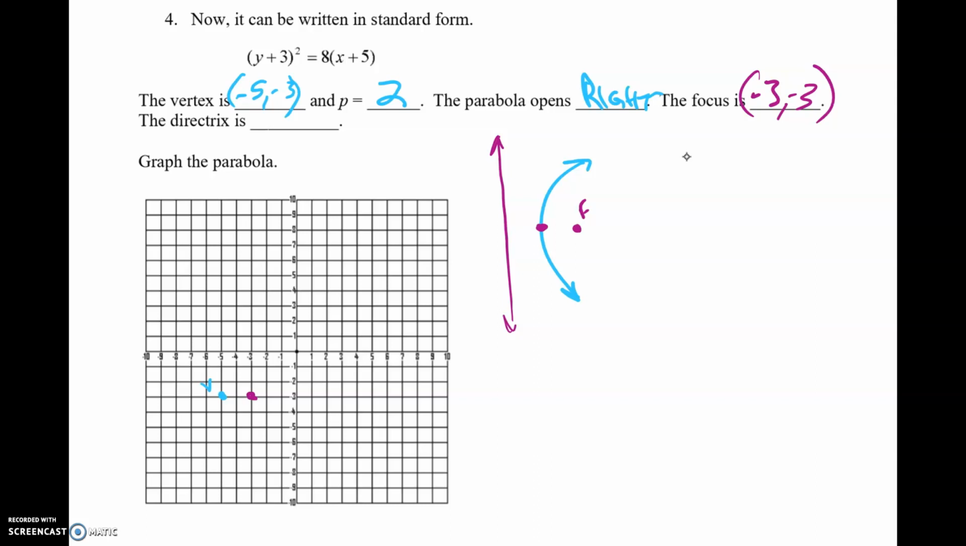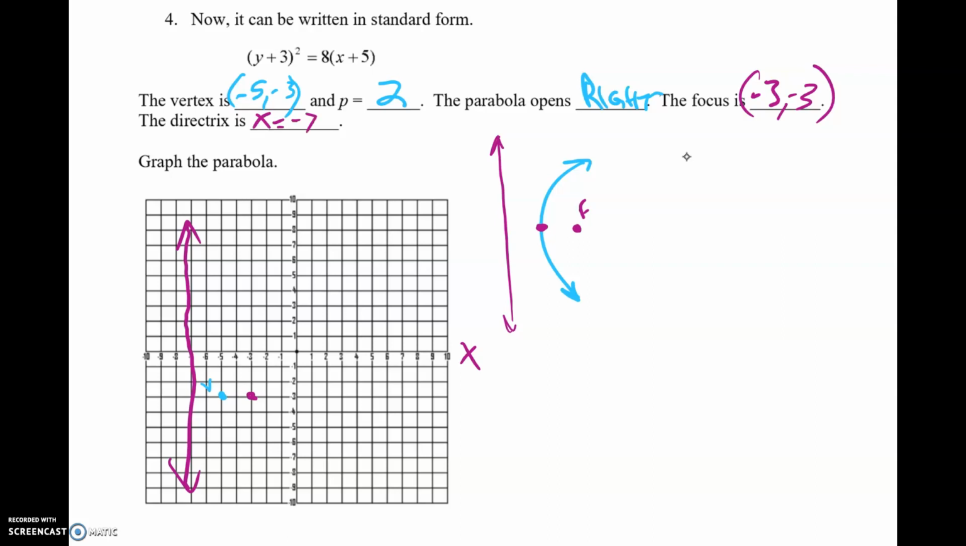All right, so now we need the directrix, so we're going to go 2 units in the other direction. We'll pretend that looks straight. Okay, so there's our line. It's our vertical line. We knew where it was because we go 2 units to the left there. Okay, all right, so there's our directrix, and it's a vertical line. It crosses the x-axis at x equals -7, so x equals -7.